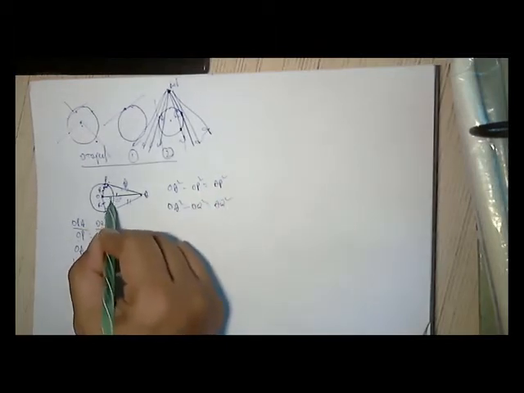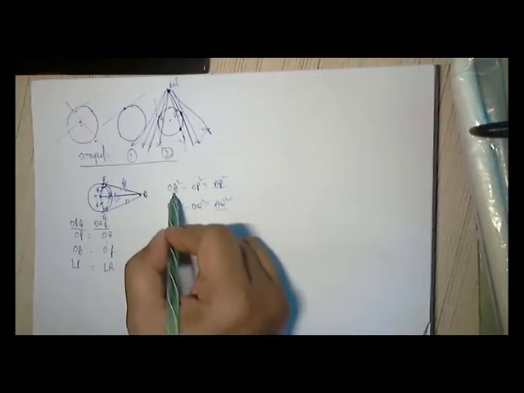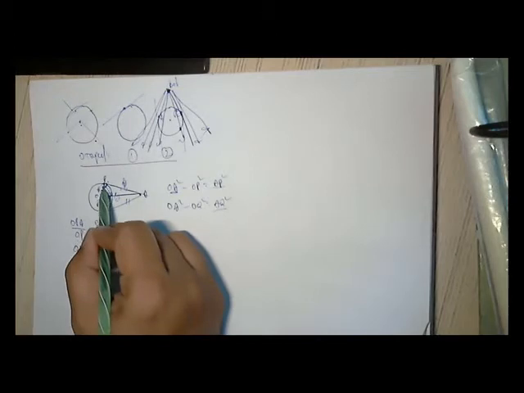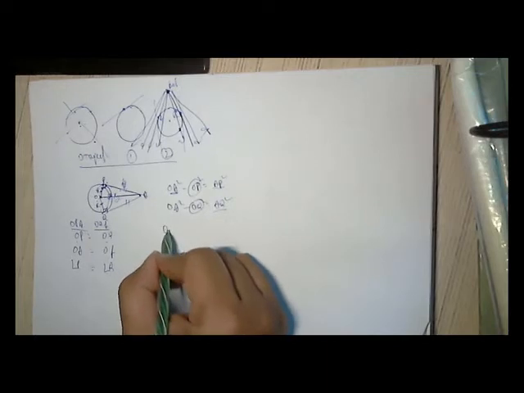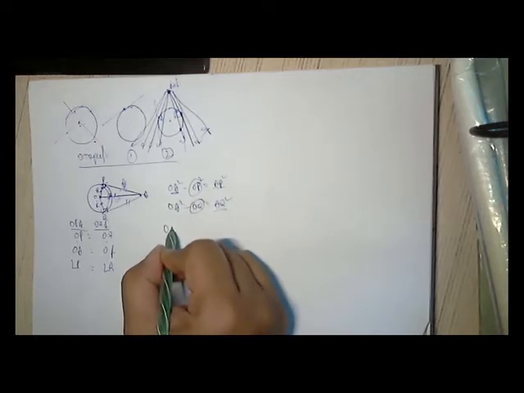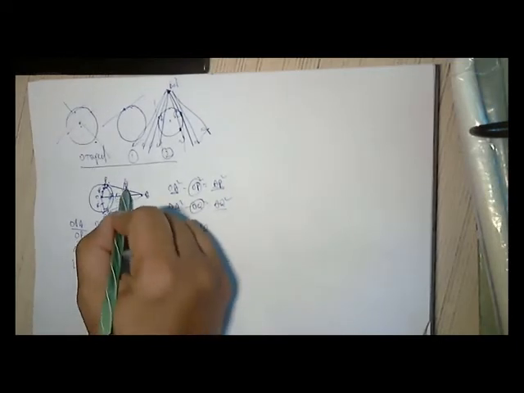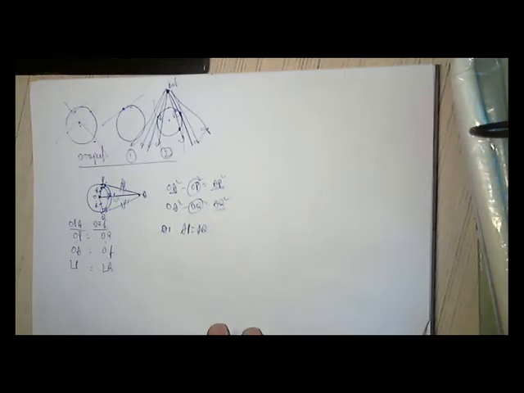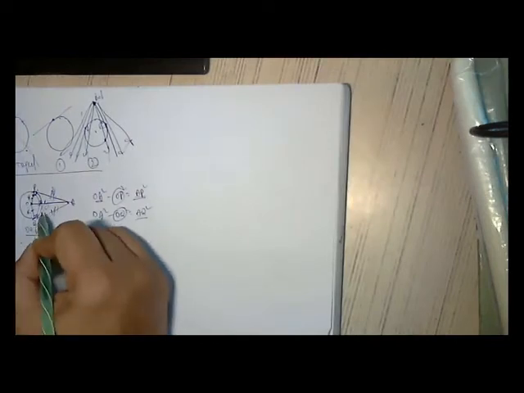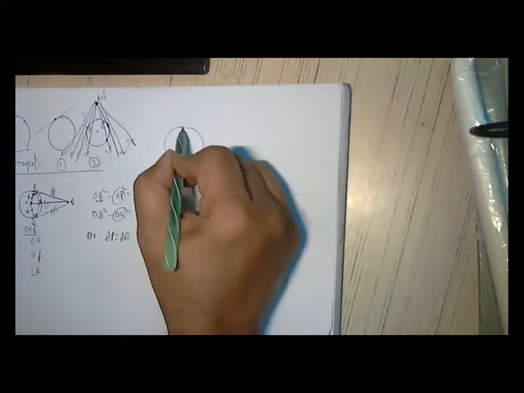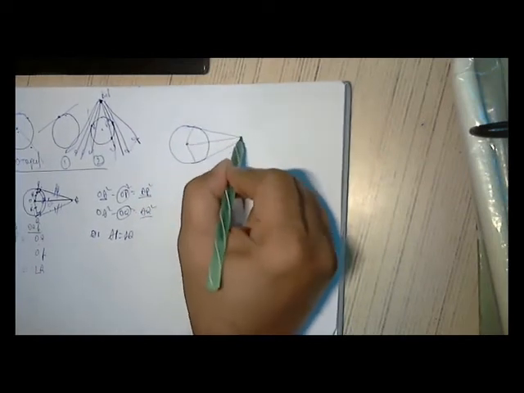Because this is 90, this is hypotenuse, this is 90, this is hypotenuse. So hypotenuse square minus OP square is equal to... But OP and OQ are the same. So that means AP is equal to AQ. So these two are the same, these two are the same. Okay. So these two are similar triangles. Now we can say that an external point makes similar triangles.